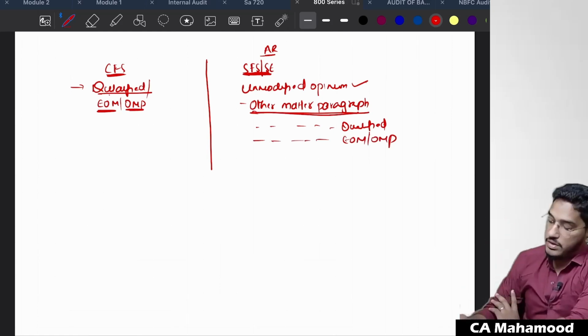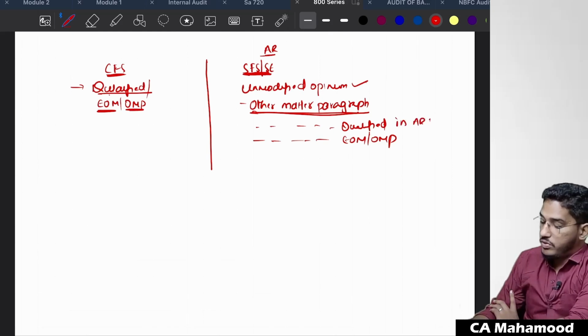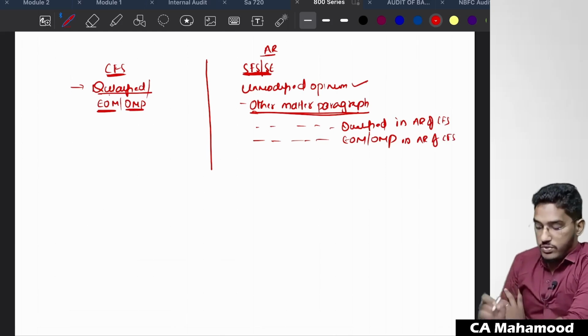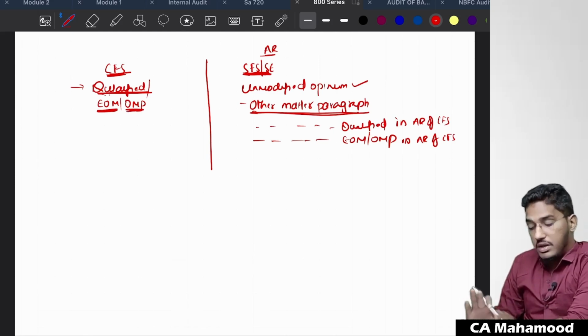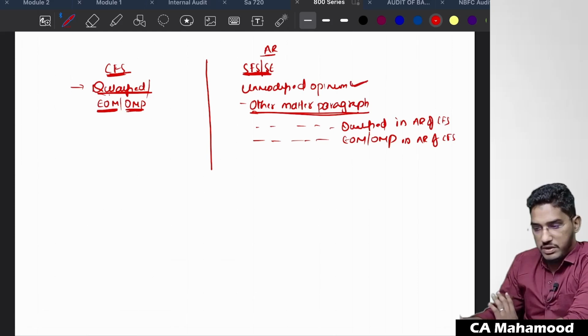Able to understand? In audit report of complete financial statements. So if in the complete financial statements the auditor has given either qualified or has included an emphasis or other matter paragraph, then you need not modify, you need not include emphasis in the audit report of single financial statements or specific element. You can give unmodified opinion if not required.